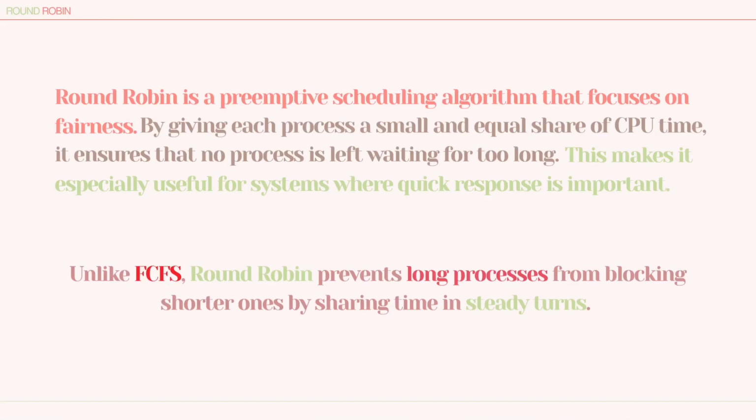In summary, round robin is a preemptive scheduling algorithm that focuses on fairness. By giving each process a small and equal share of CPU time, it ensures that no process is left waiting too long. This makes it especially useful for systems where quick response is important. Unlike first come first serve, round robin prevents long processes from blocking shorter ones by sharing time in steady turns.